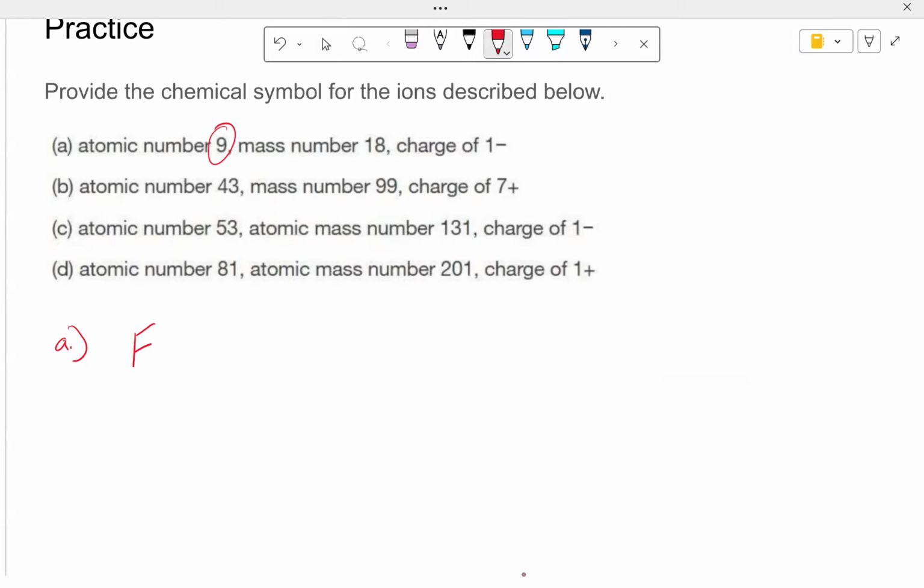Now that atomic number goes in the lower left-hand corner. The mass number goes in the upper left-hand corner, and it does say there's a charge of -1. So that's what I'm going to put up here. If you draw the minus before or after, I'm not going to be picky about it, as long as you just show that there's some sort of sign with that charge.